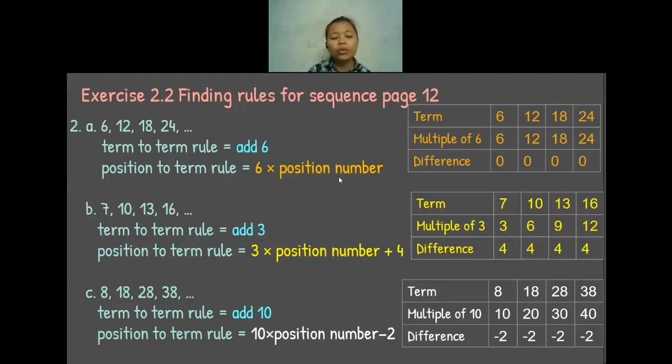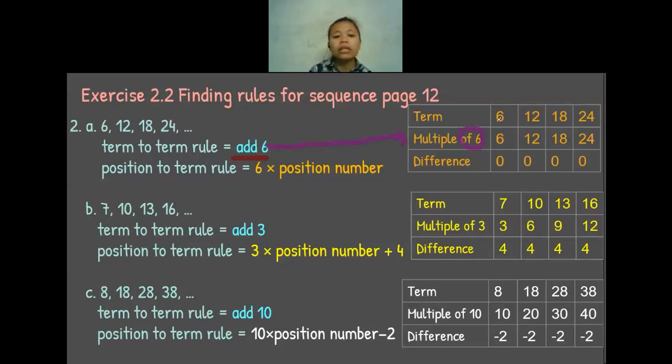So for question 2a, we already have the sequence 6, 12, 18, 24. We can find the difference between 6 and 12: we need to add 6. From 12 to 18, we also need to add 6, and so on. So later, for writing down the sequence in a table, we'll be using the multiples of 6. Why multiples of 6? Because the term to term rule is 6.